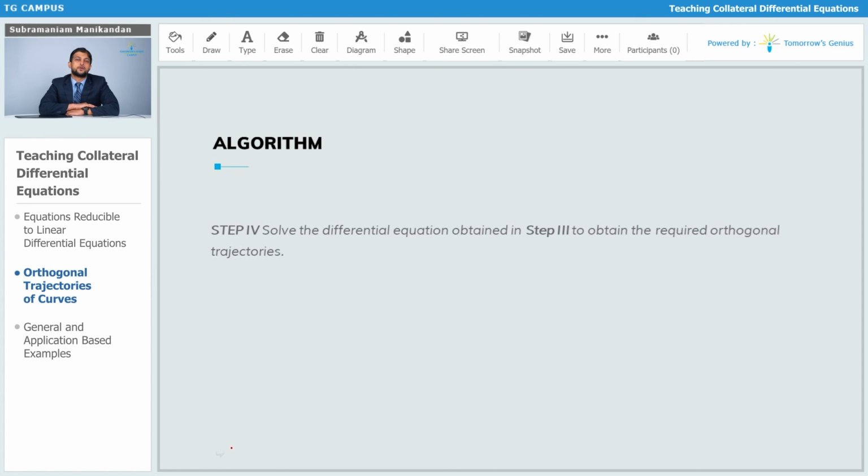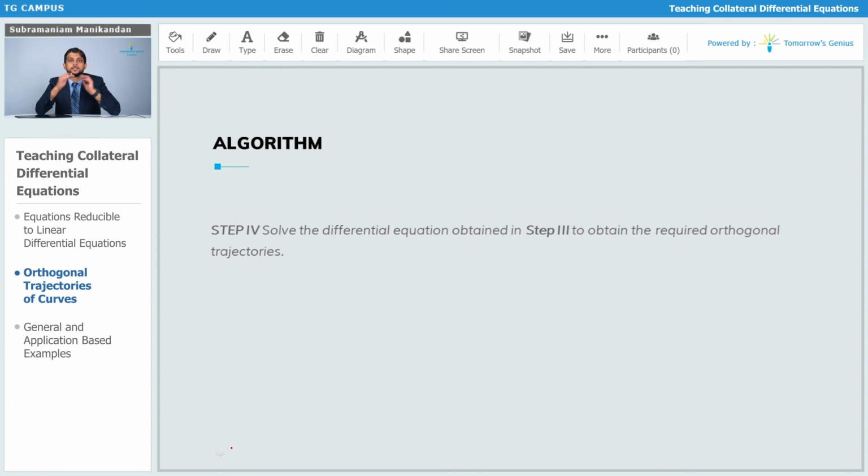Once we replace dy by dx by minus dx upon dy and solve, we get a different curve. Of course, we will not get the same curve that we started out with. What is the speciality of this curve once you solve the new differential equation? Well, that curve represents the orthogonal curves to the original curves.